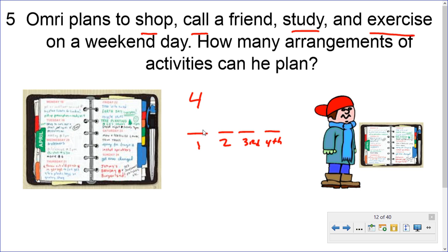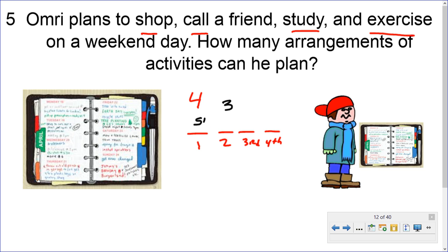So which could be the first activity? He has a choice of how many things? Looks like he has a choice of 4 things. And then he has a choice of 3 things, because he'll do whatever, shop maybe first, or he could call, or he could study.